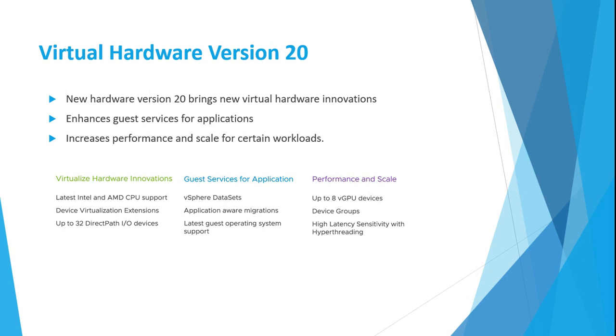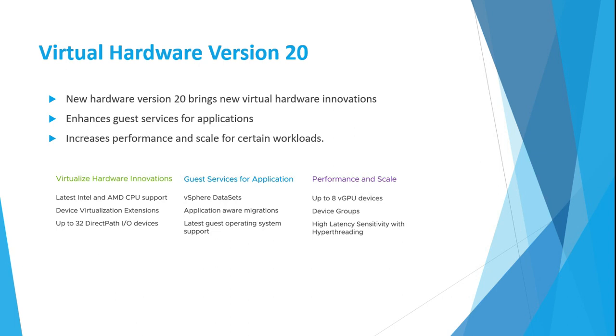Guest services for applications include vSphere DataSets, application aware migrations, and latest guest operating system support, which is obviously Windows 11 and Windows 12, somewhere around the corner, I guess. It has already been available, which I have seen recently when deploying a virtual machine on vSphere 8. That is really nice, because sometimes you have that issue where you're trying to deploy the latest OS and you don't even have a virtual hardware available for it. But I have seen Windows 12.